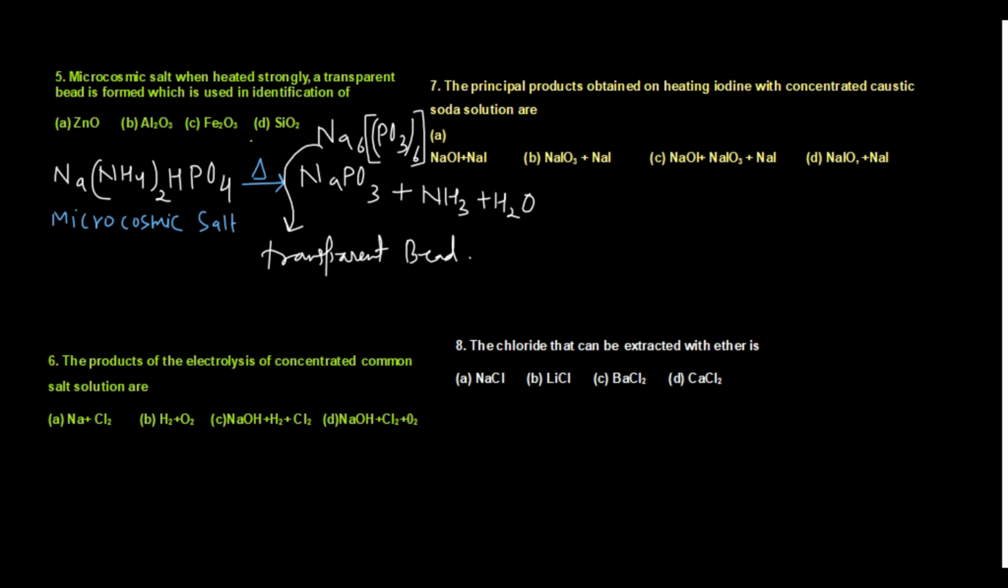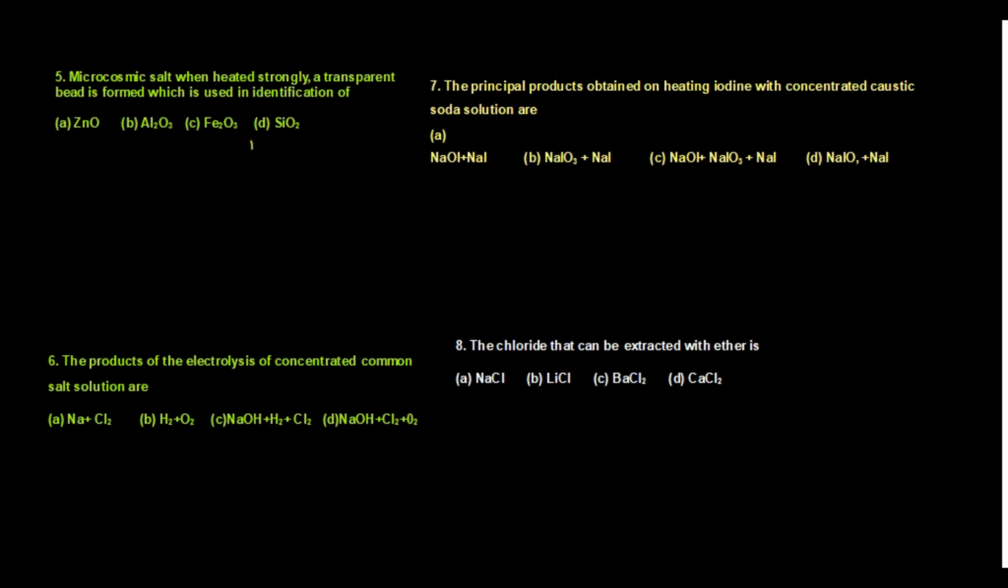Now I need some of the space, so I am removing this, and what you can do, you can take the snapshot of this. Okay, so what is my next problem? The problem number 7. The principal products obtained on heating the iodine with concentrated caustic soda solution. Okay, you know concentrated caustic soda solution is the NaOH solution. So this is quite a straightforward and easy problem, and you must have studied this in your class 11th, I think.